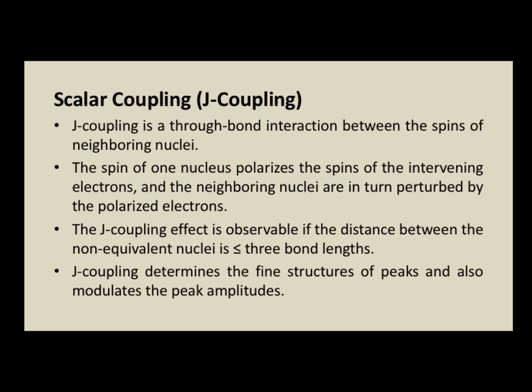The spin of one nucleus polarizes the spins of the intervening electrons, and the neighboring nuclei are in turn perturbed by the polarized electrons. The J-coupling effect is observable if the distance between the non-equivalent nuclei is less than or equal to 3 bond lengths. So J-coupling determines the fine structures of peaks and also modulates the peak amplitudes.